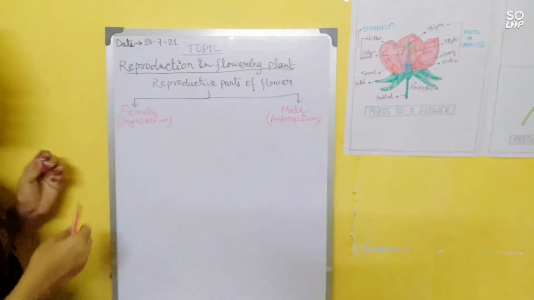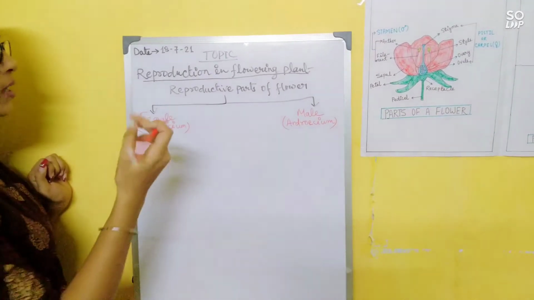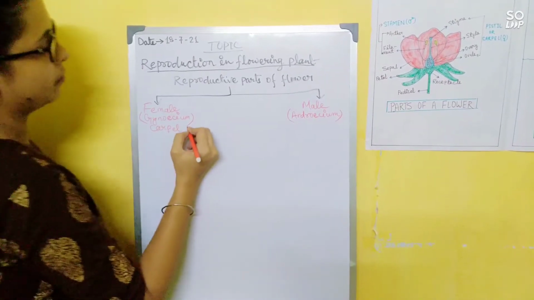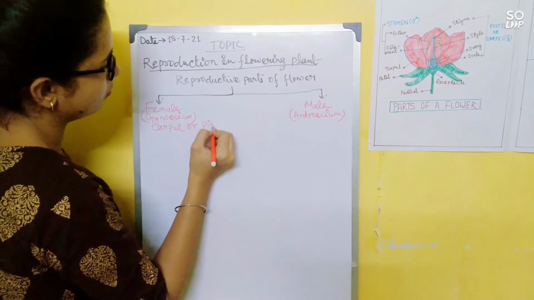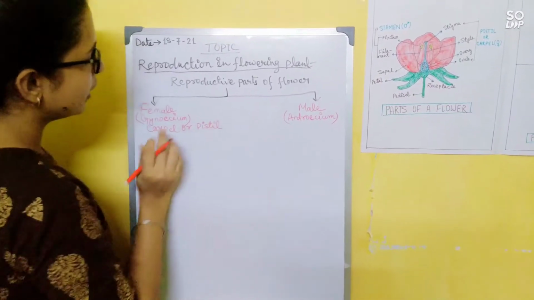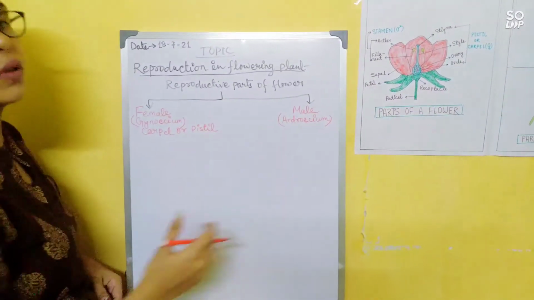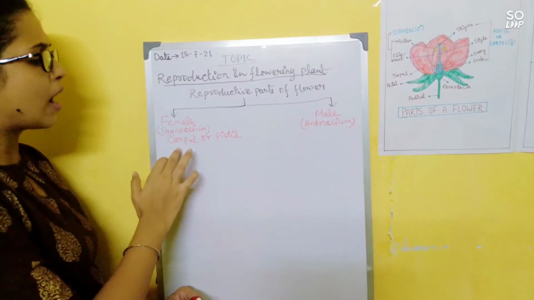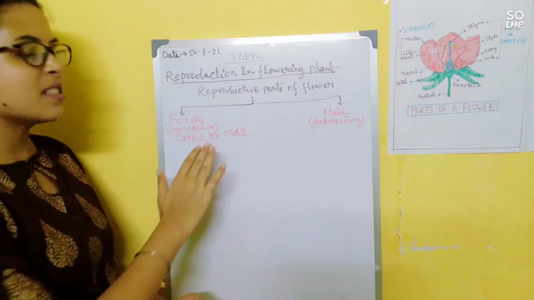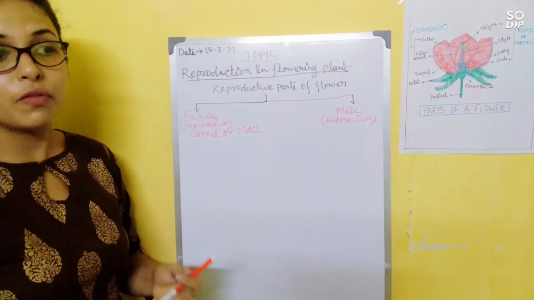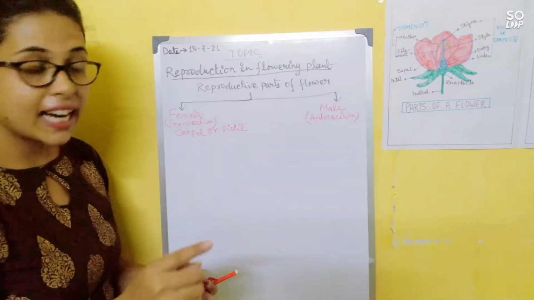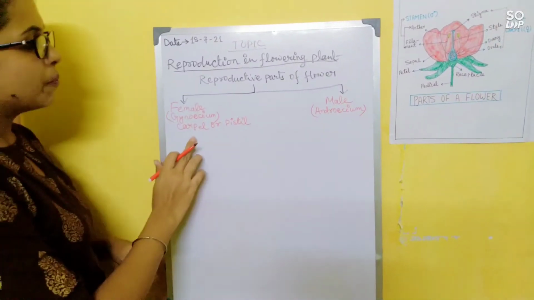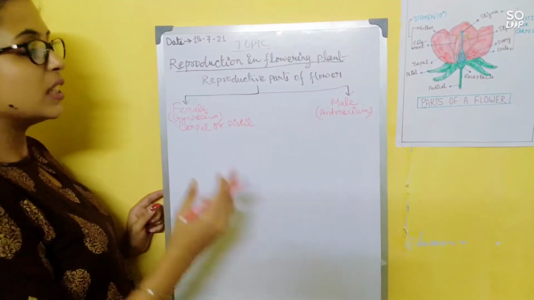The female reproductive part or gynoecium is also called carpel or pistil. These two are the most commonly used terms. So guys, don't get confused between gynoecium, carpel and pistil. Gynoecium means the female reproductive part only. But what is the name of the reproductive part? That is carpel or pistil. Okay, understood? Now, the carpel or pistil is further divided into three parts.